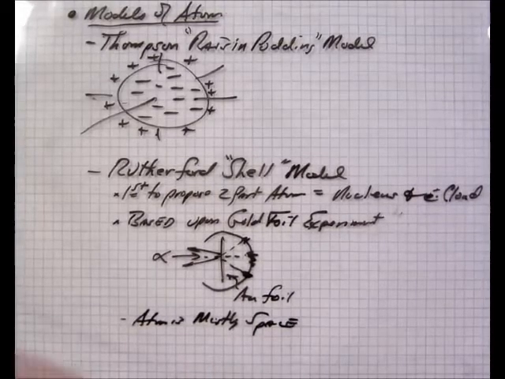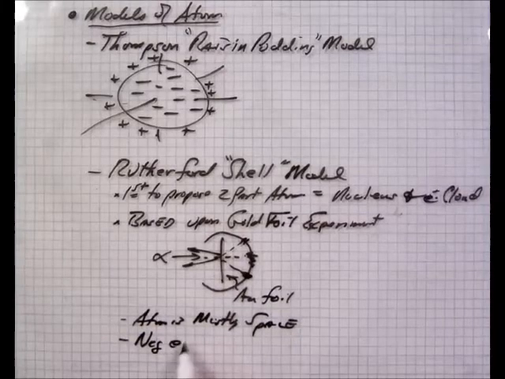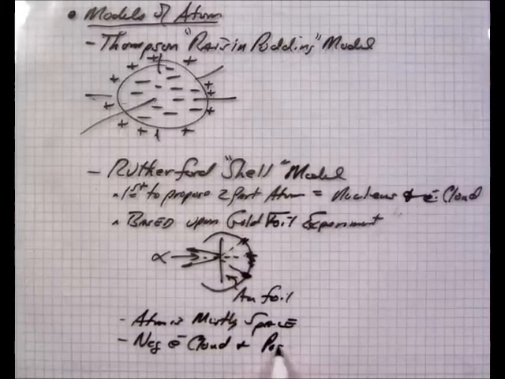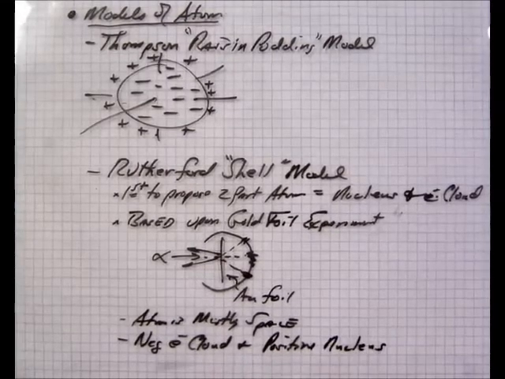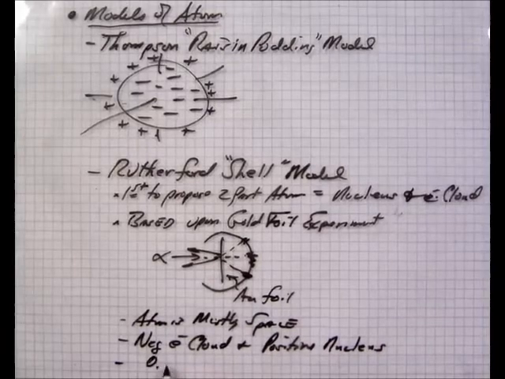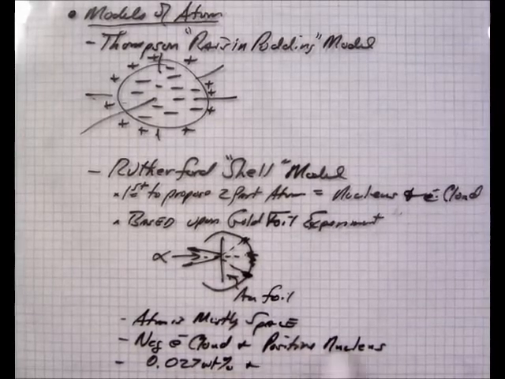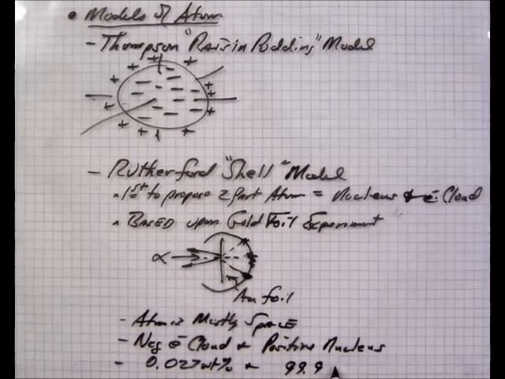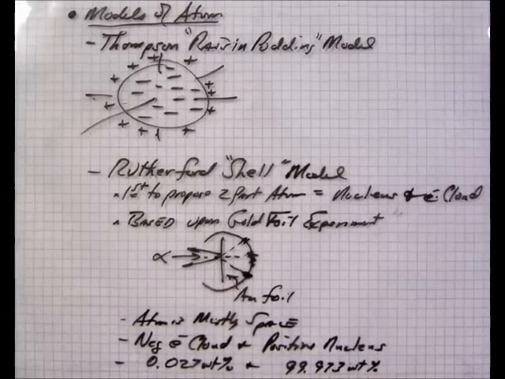Okay? And has a negative electron cloud and a positive nucleus. And the electron cloud was about 0.027 weight percent of the atom, and the nucleus was 99.973 weight percent of the atom.